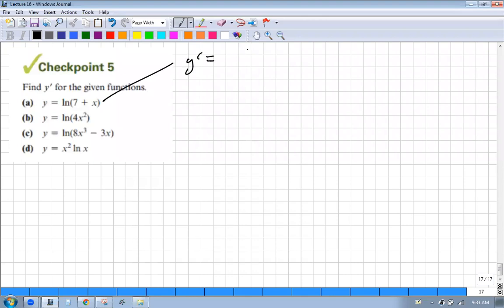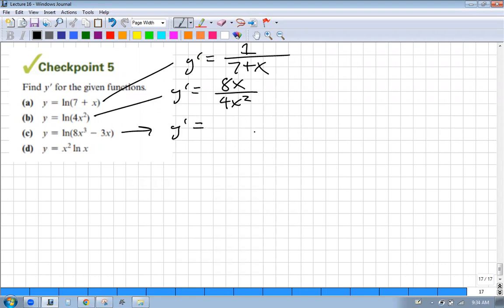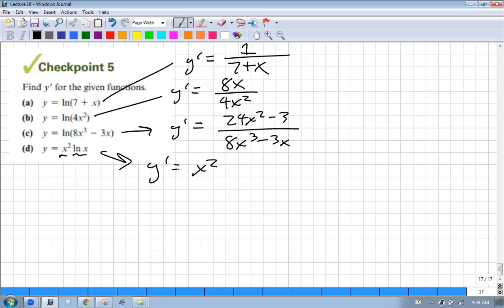Y prime, derivative of natural log is 1 over the stuff times the derivative of the stuff. Natural log of stuff, you get 1 over the stuff times the derivative of the stuff. Here we have to do the product rule. So we'll have the first function times the derivative of the second plus the second function times the derivative of the first. Of course, we can simplify that, right?